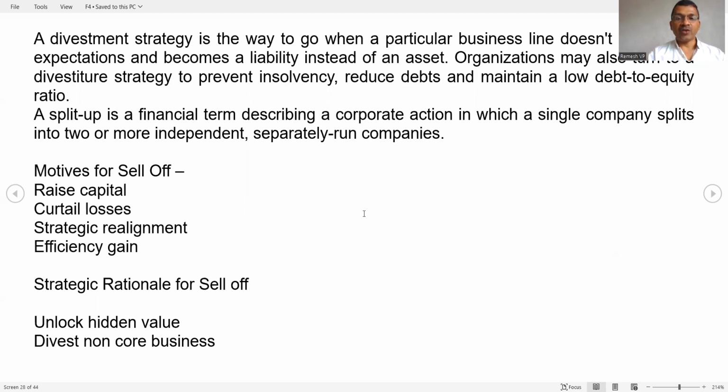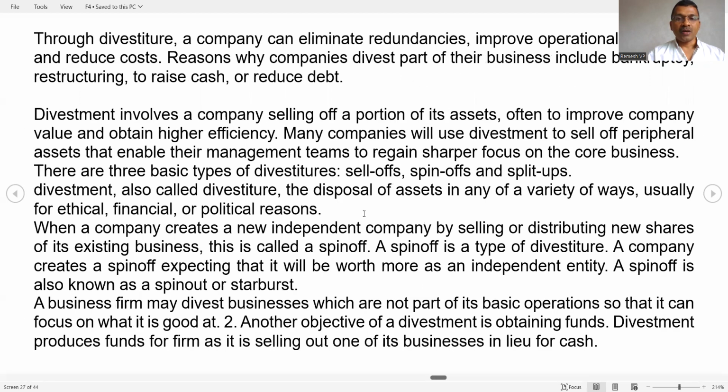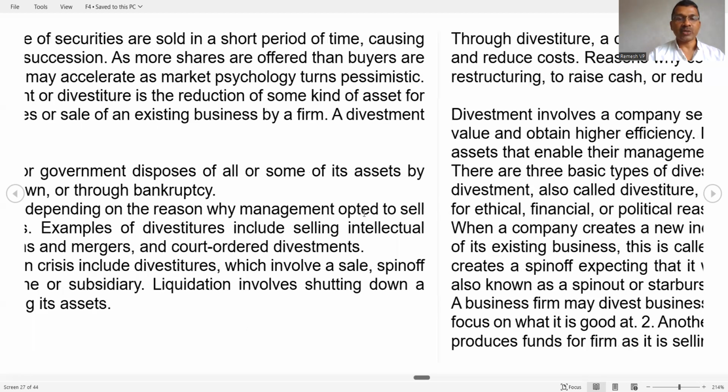Divestiture strategy is the way to go when a particular business line doesn't perform to expectations and becomes a liability instead of an asset. Divestiture or divestment involves a company selling off a portion of its assets, often to improve company value and obtain higher efficiency. When a company creates a new independent company by selling or distributing new shares of its existing business, this is called a spin-off. Spin-off, split-off, split-up, all this I have already discussed.